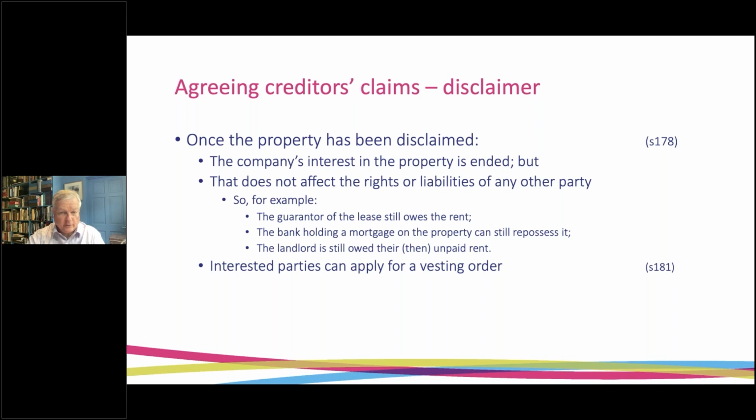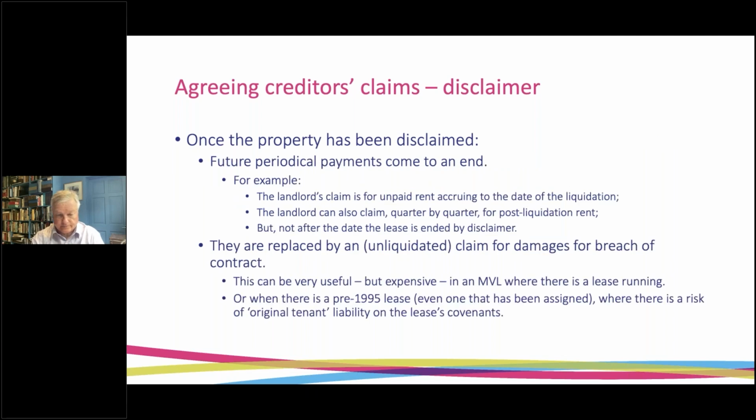Interested parties such as the landlord can apply for a vesting order. And now you've disclaimed the property, it no longer exists. You've dumped the obligation to pay quarterly rent in the future for the next 7 years or whatever it may be. But that claim is replaced by a claim for damages for breach of contract, because essentially by ripping up the lease in this way, that is effectively a breach of contract, and the landlord would be entitled to claim financial compensation for you doing that.